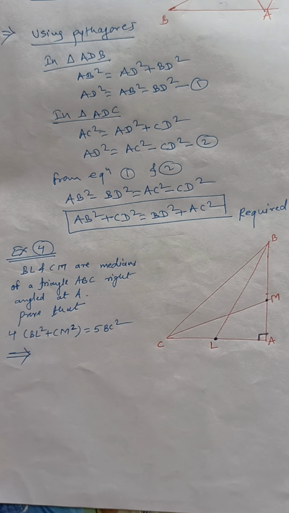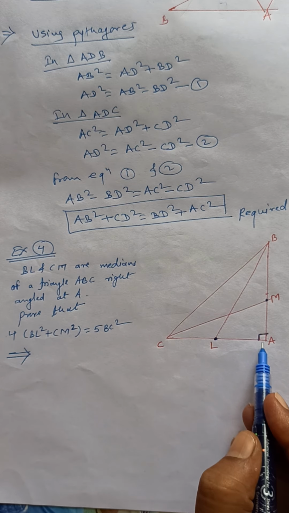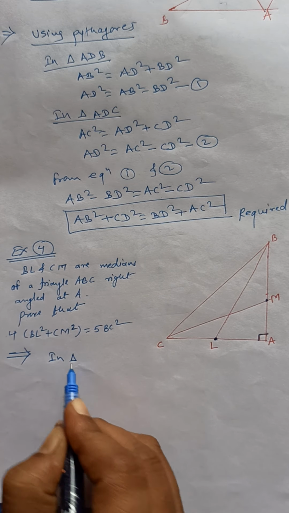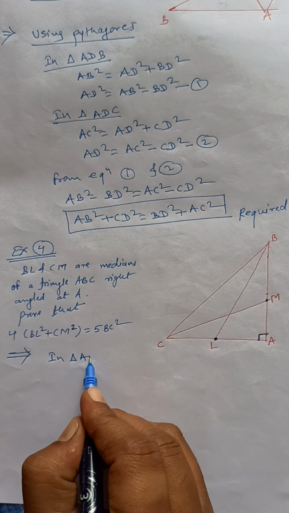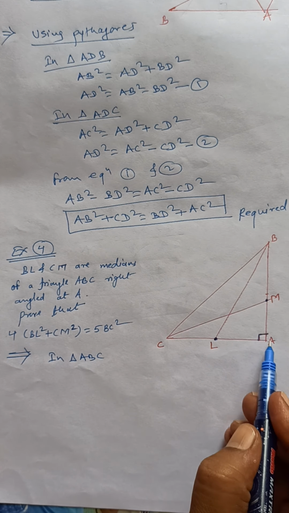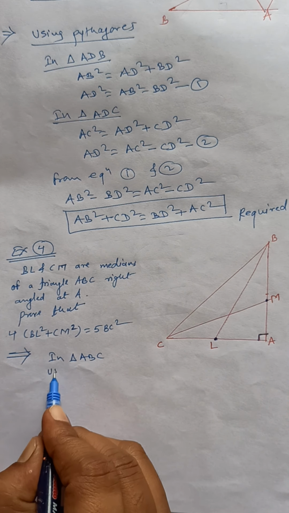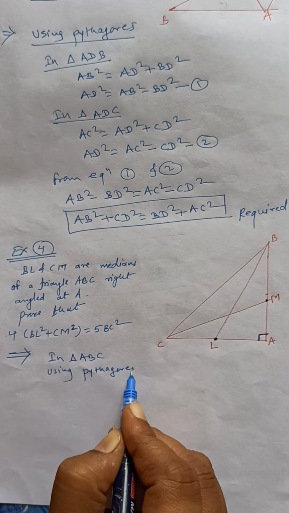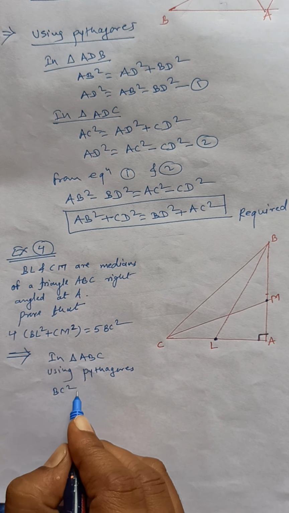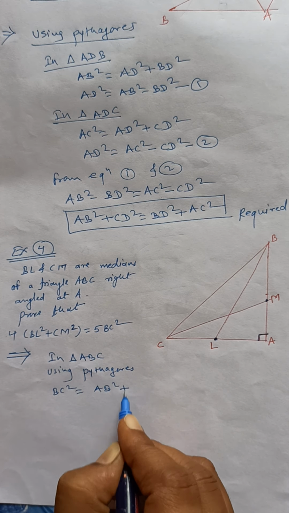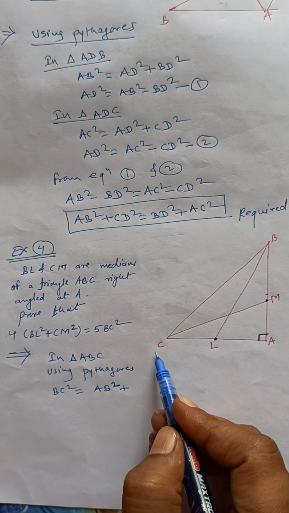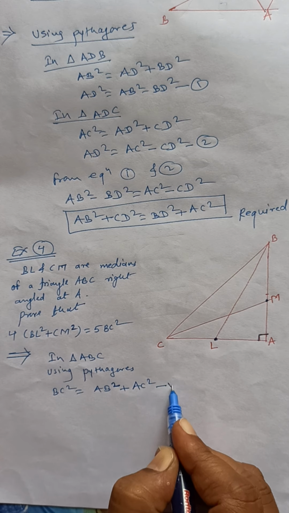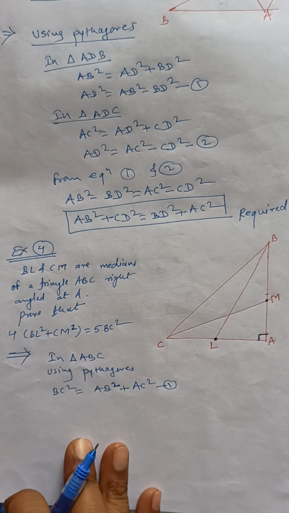So how can we prove this? Again here there is a right angle, so we can use Pythagoras. In the bigger triangle ABC, it is right angled at A. So using Pythagoras, BC square, the hypotenuse square, is equal to AB square plus AC square. This is equation number 1.